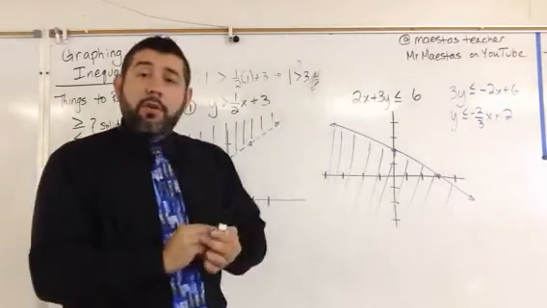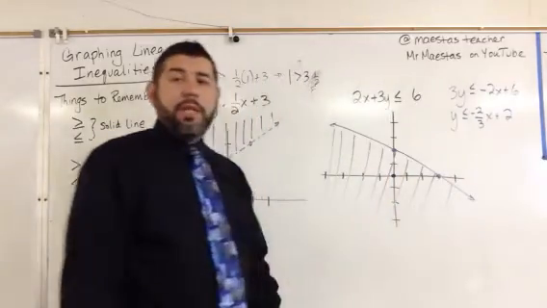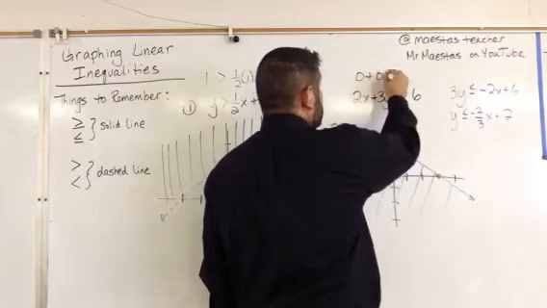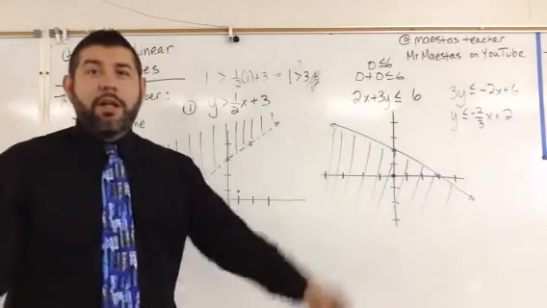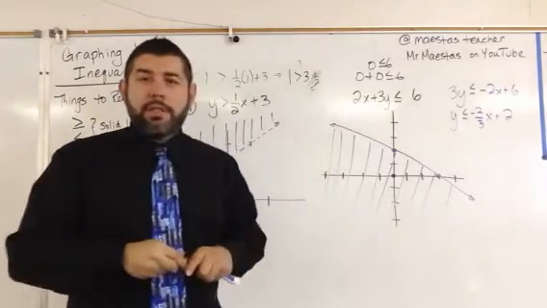Now, if you want to really check your work, you can use a point. I think the origin is a pretty good point in that area. Let's plug in 0, 0. I'll plug in 0 up here, 0 here. Is 0 less than or equal to 6? Well, yes it is. So we shaded the correct region.